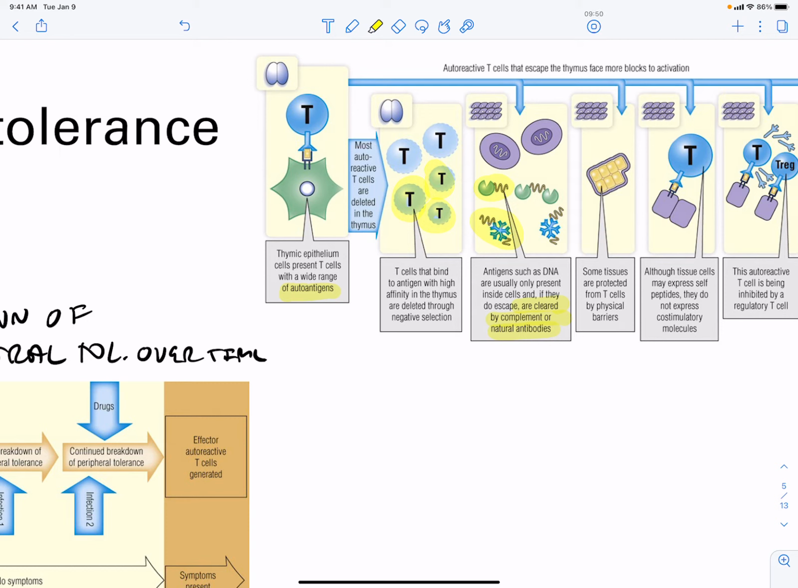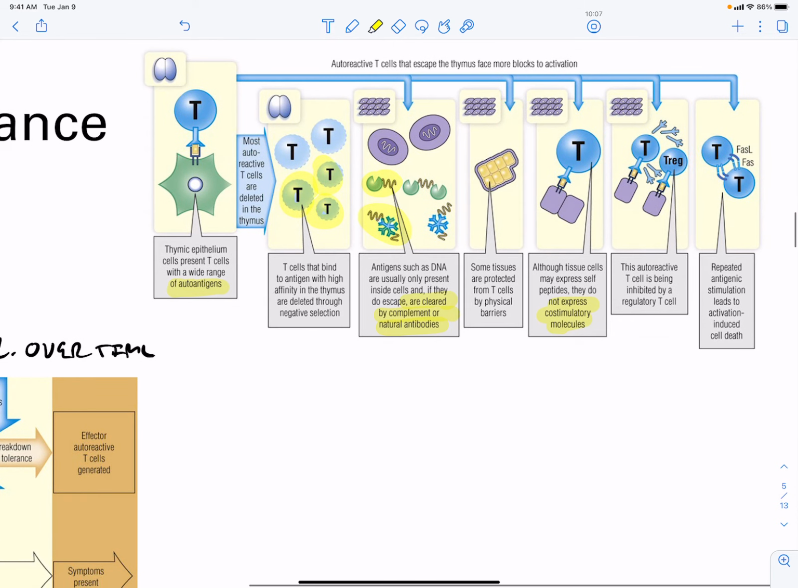We also have tissues that have privileged sites, such as the blood-brain barrier. And then we also have the ability to create an anergic T cell through the lack of co-stimulatory molecules. In addition, you have Tregs that are going to be important for suppressing potential autoreactive T cells. And then you have repeated antigen stimulation leading to activation-induced cell death. So all of these are important in tolerance.